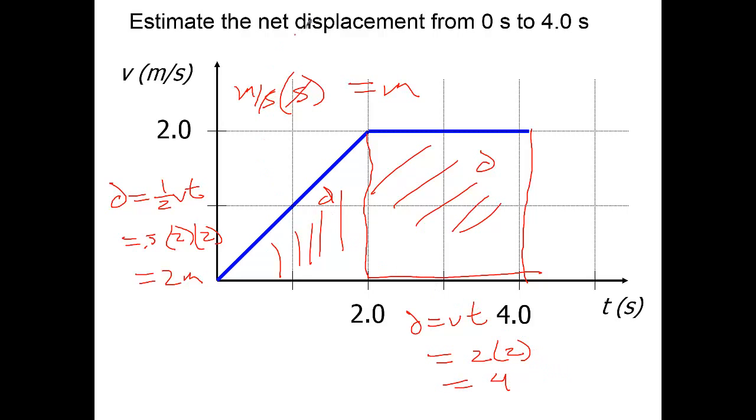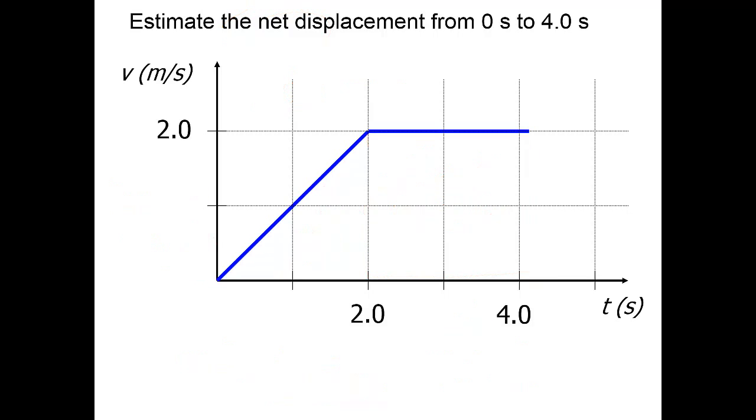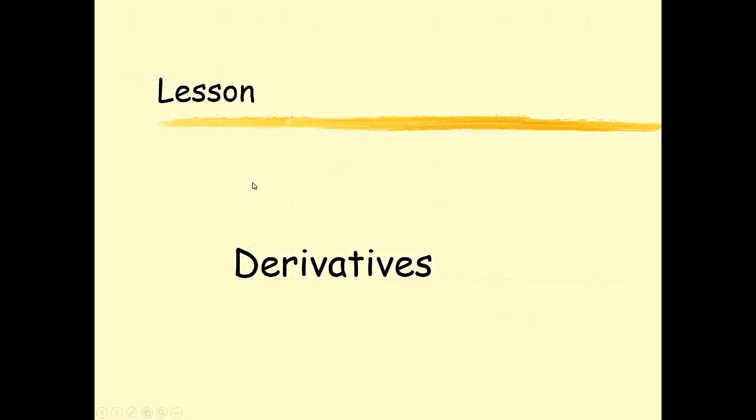That would be equal to 4. Now it said net displacement, so we'll just put net D is equal to 2 meters plus 4 meters, and that is equal to 6 meters altogether. So that is our net displacement from this graph. So it's a pretty simple process to do. You just have to get used to it. And like I said earlier on the previous graph, this is what we call integration or antiderivative. Same thing. And we're just trying to use a little bit of calculus without actually using calculus to find some displacements and some velocities. The next section, derivatives, we will save for the next video.